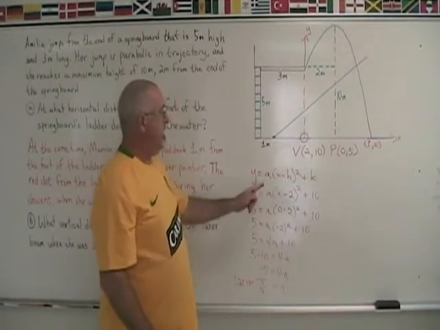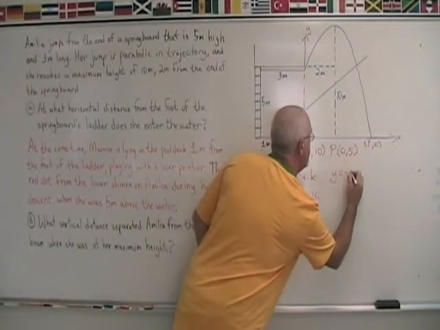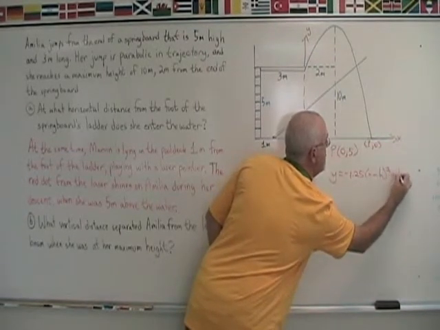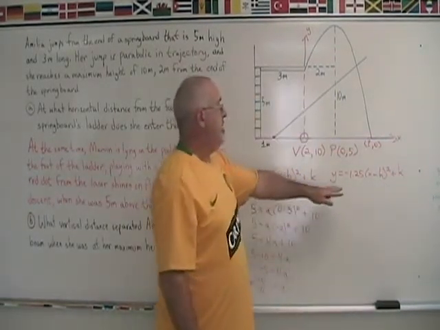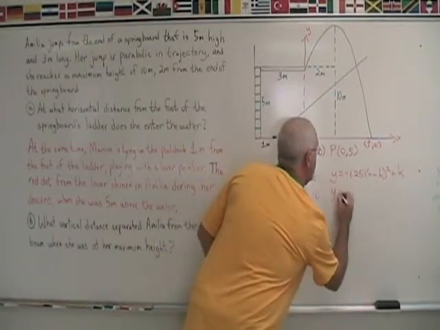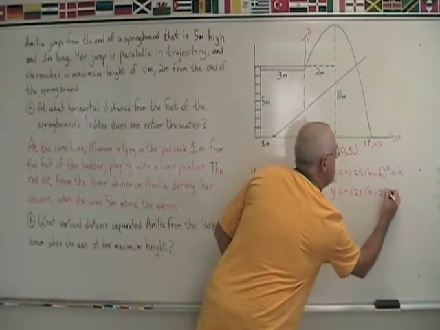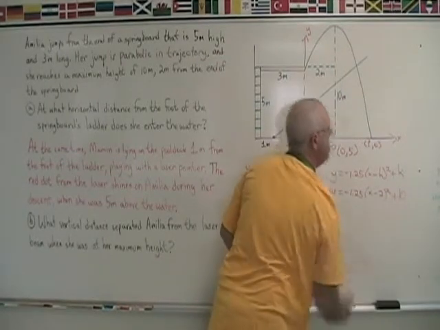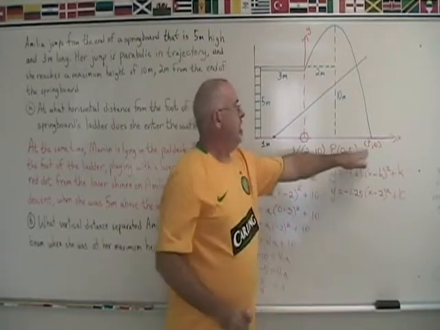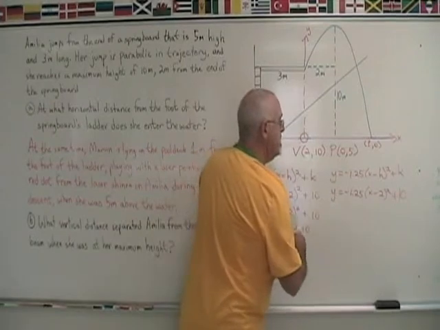Now let's replace the a in our equation form with negative 1.25. We have y equals negative 1.25(x minus h) squared plus k. And I can replace my h and my k with the vertex. So I have y equals negative 1.25(x minus 2) squared plus 10. Since I'm looking for one of the zeros of this equation, I can replace y with 0 and solve for x.